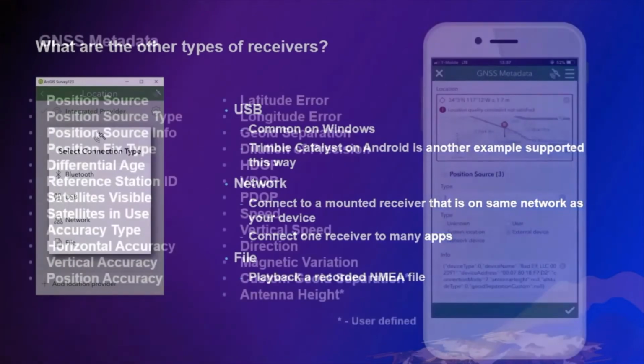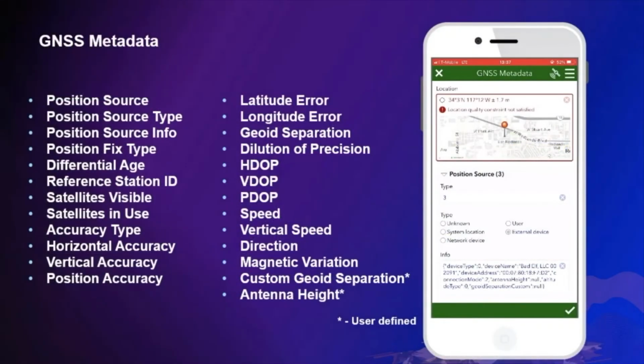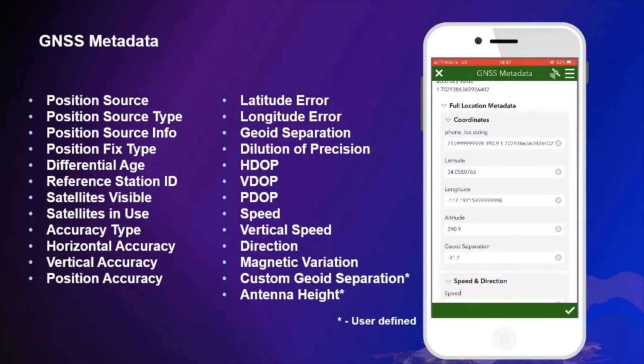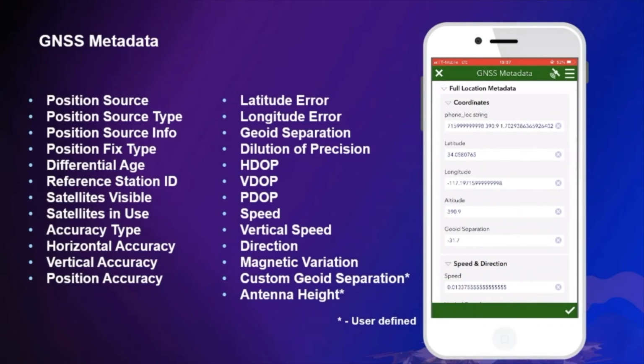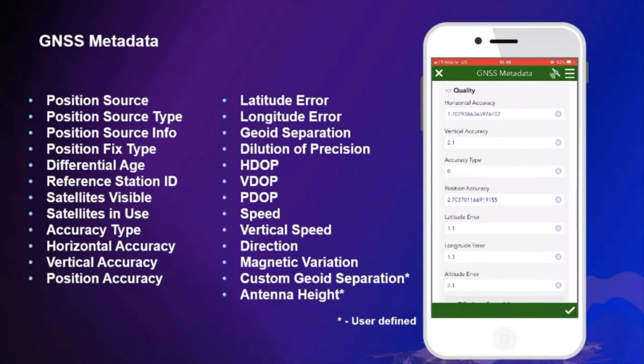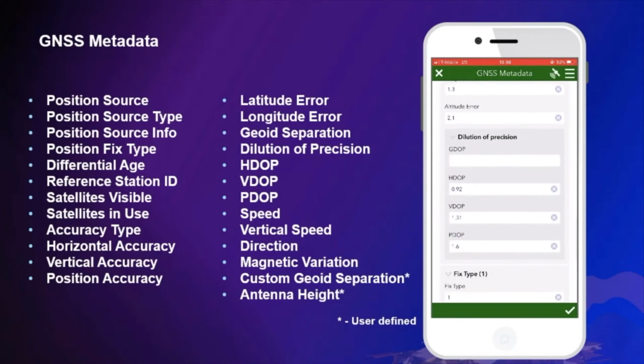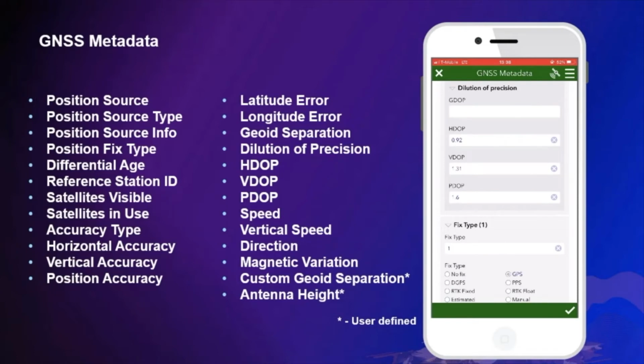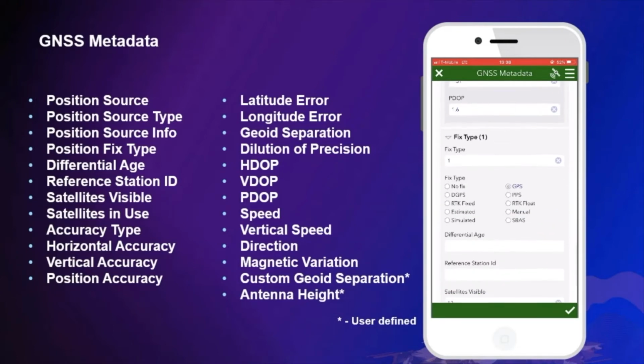As mentioned earlier, using a direct connection to the receiver allows for high accuracy data collection and storing metadata in your survey to better understand accuracy and quality information. Here is a list of GNSS metadata that can be retrieved from the receiver along with your location when using a direct connection: position source type, position fixed type, differential age, latitude error, longitude error, geoid separation, h-dot, v-dot, p-dot, speed, vertical speed, direction, just to name a few.